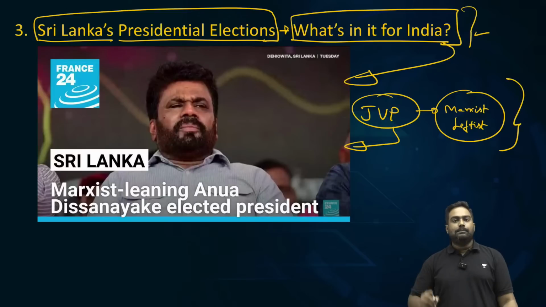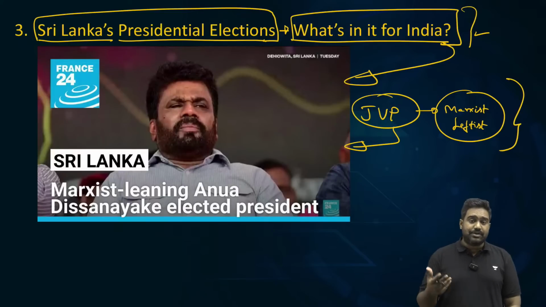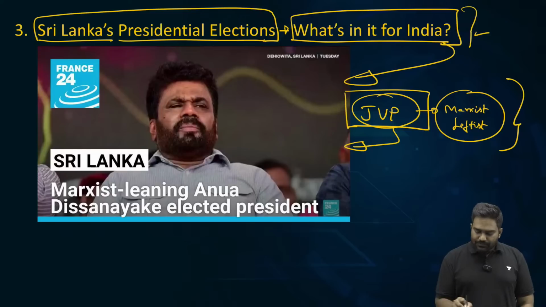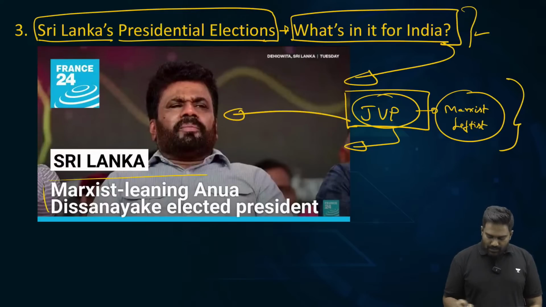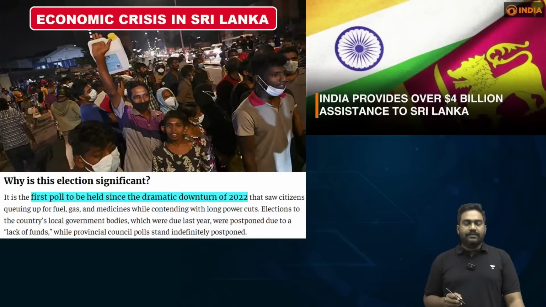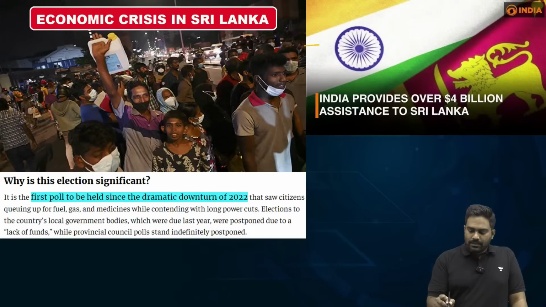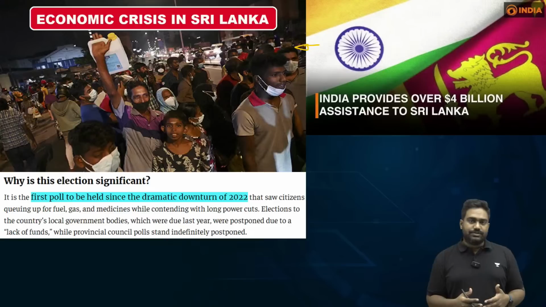A very controversial party as well. Its past, especially its history, is very, very controversial, which I am going to explain very soon. The leader of this party, Anura Dissanayake, has emerged victorious in the recent presidential elections. So what does this mean for India? How should India read these elections?